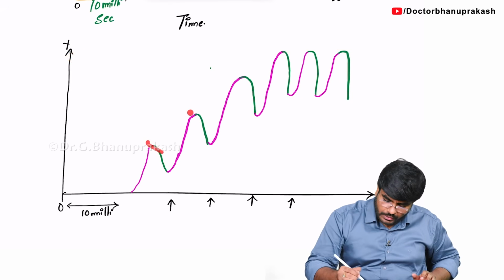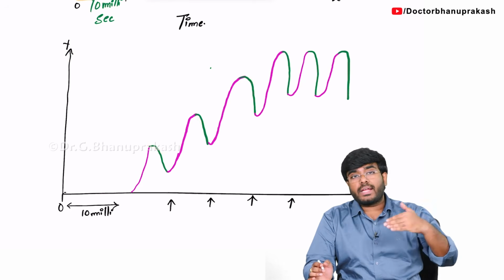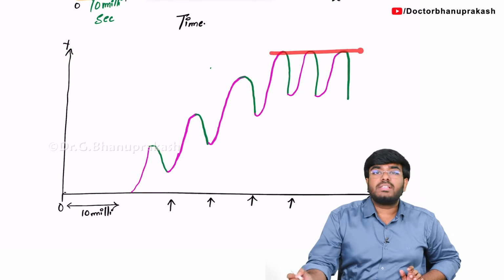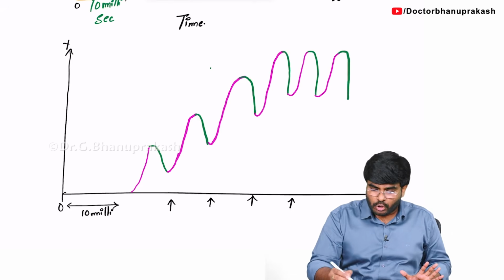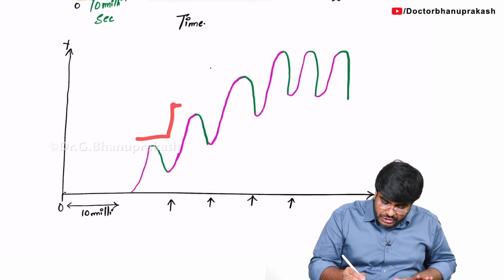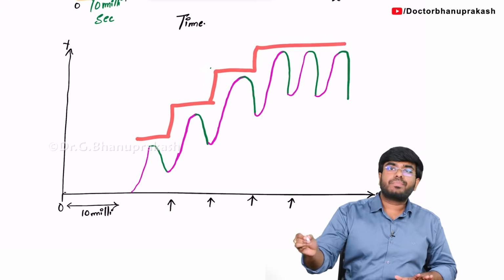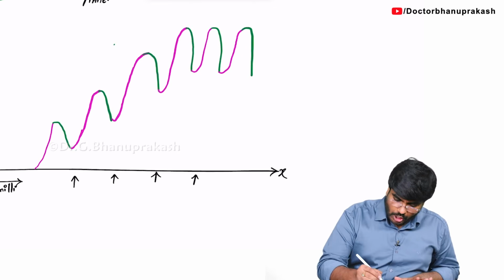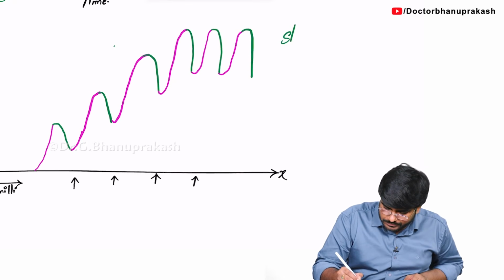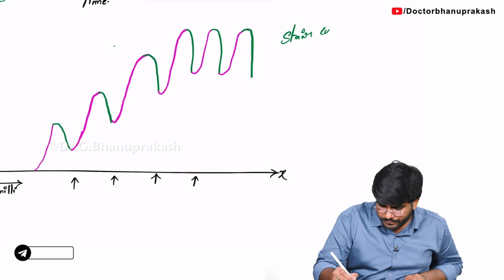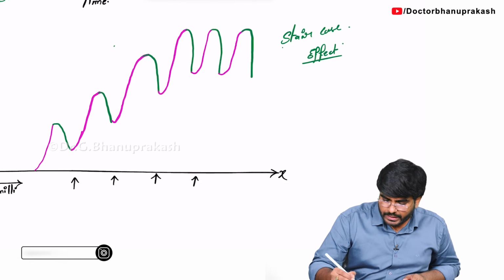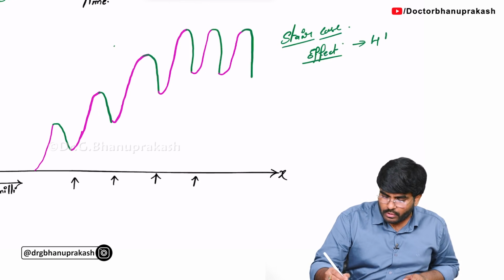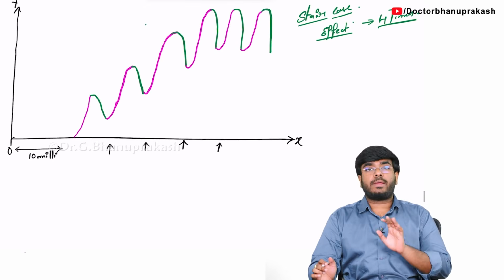For 4 times, 1, 2, 3, 4, when you stimulate, yes, the force increases, but after the 4th time, the force that is generated by this muscle fiber is constant. Now this is called the staircase effect, also called treppe. The staircase effect is going to be seen for how many times? 4 times.